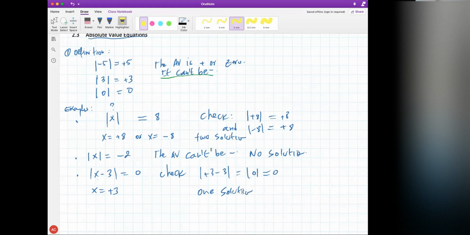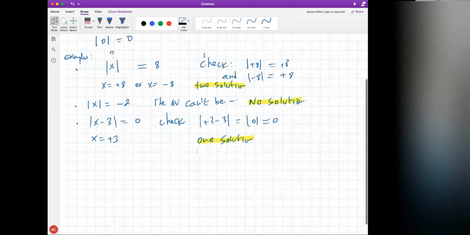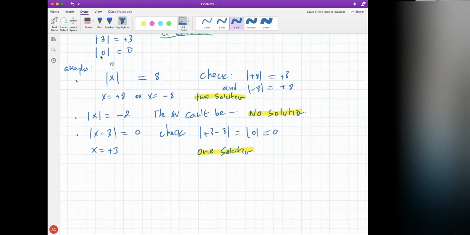Okay, so this is what we need to pay attention to, this part. So two solutions, no solution here, and one solution in this case. All right, so generally, let's just sum up all these in one little summary here before we get into solving.